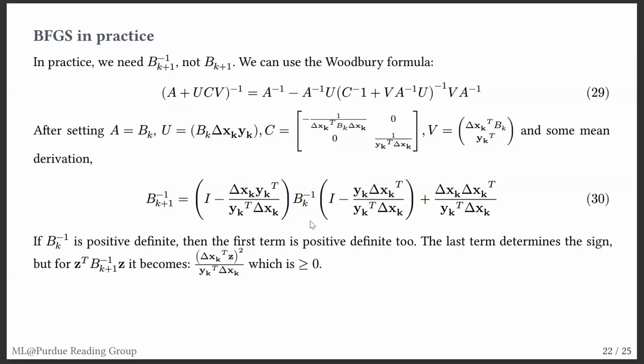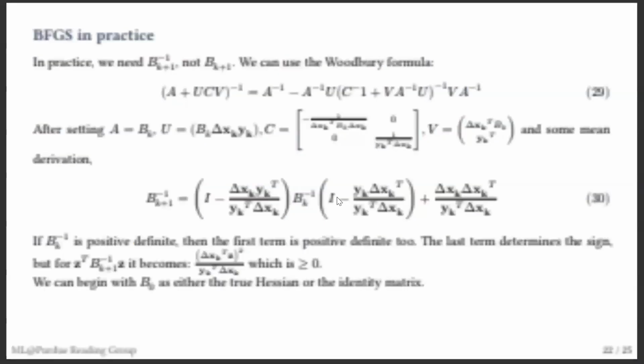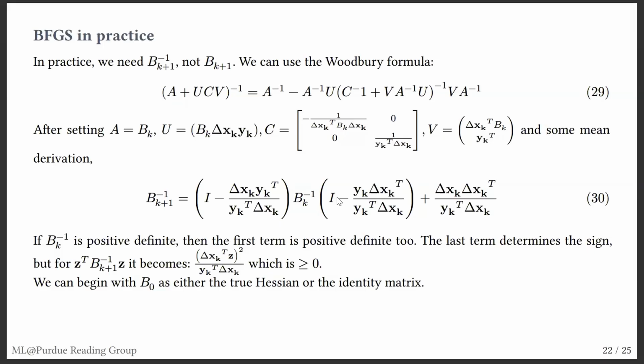What's the last thing? B of 0. What do you start your original B as? You can begin with either the true Hessian, so you only compute it once. That's when I said we're only going to compute the Hessian once. But we only want to do that if the true Hessian is actually positive definite, which isn't a guarantee. Otherwise, we just use the identity matrix. And if we use the identity matrix, can anyone say what we're going to do at our first step?